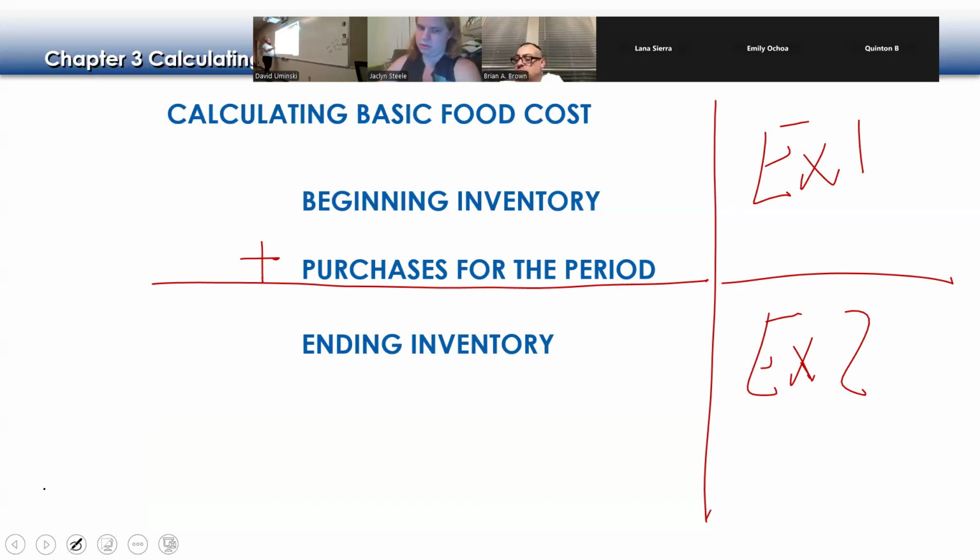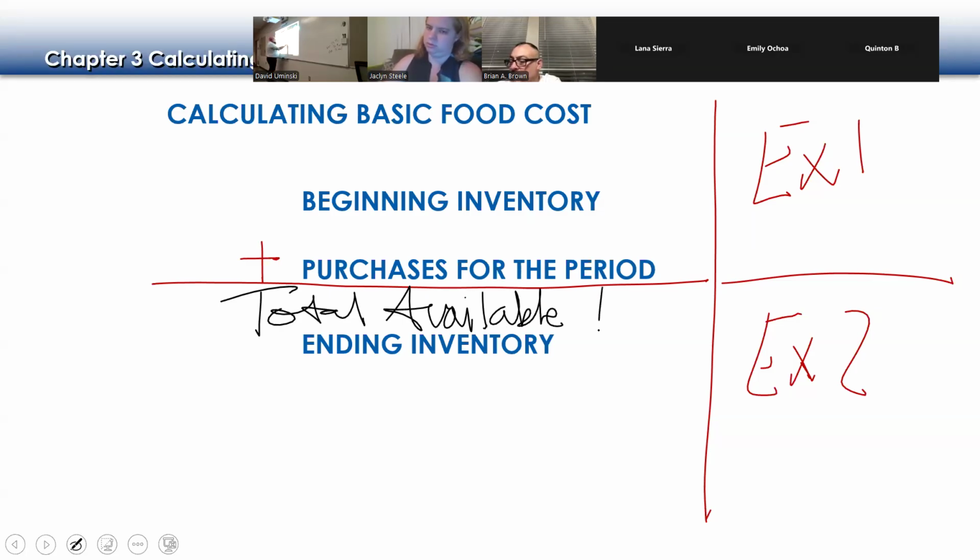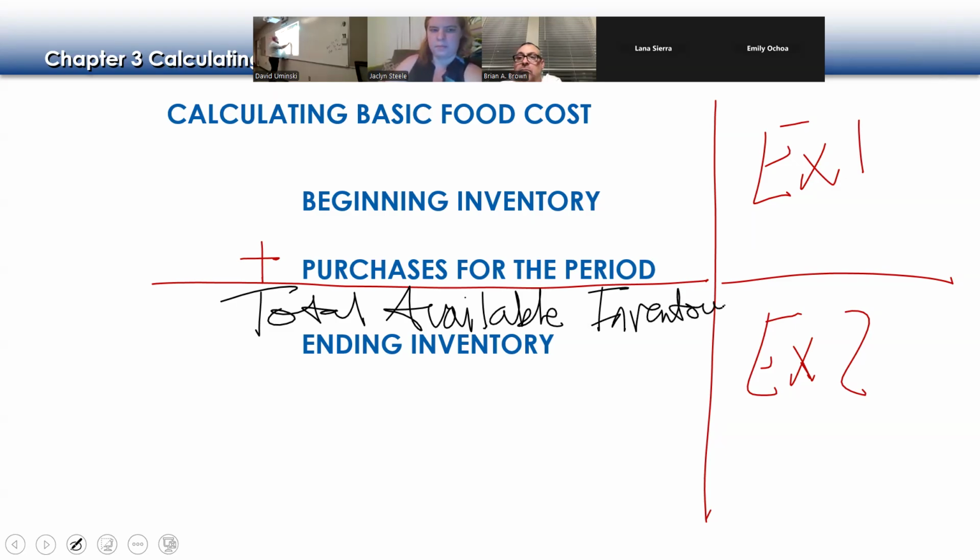So beginning inventory plus our purchases, this is going to equal our total available inventory. Total available inventory. I specifically highlight that because there's a question on your final exam that talks about this that we'll talk about as we get closer to the final exam.